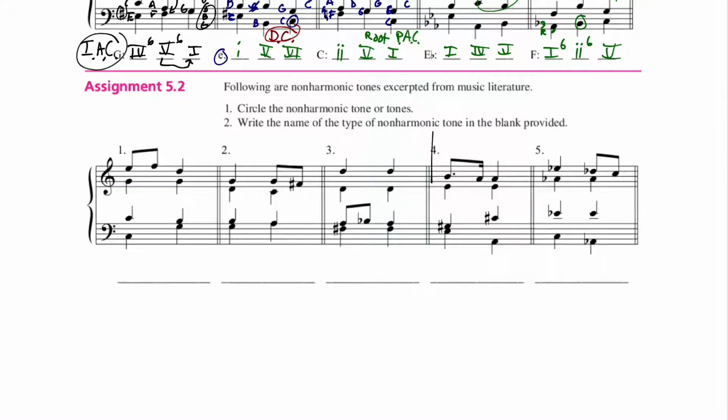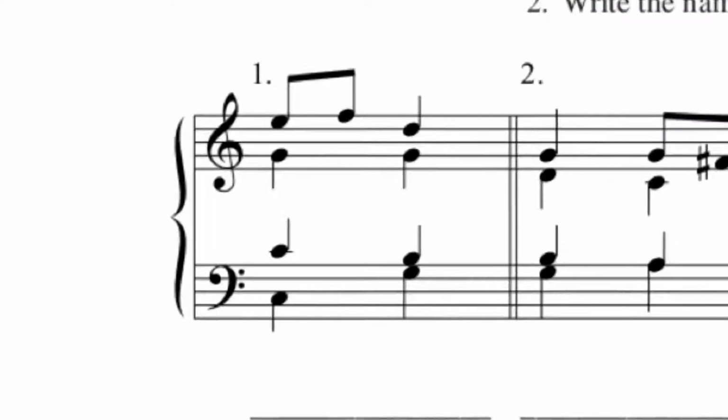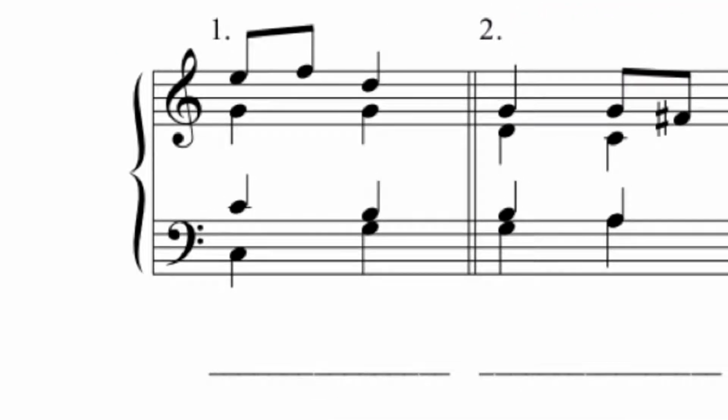So in this section, there are non-harmonic tones, it says, and they're going to be somewhere inside of each of these chords. So we need to circle them, and we need to say what type they are. So let's check them out. Let's look at this first one here. This first one sounds like this.